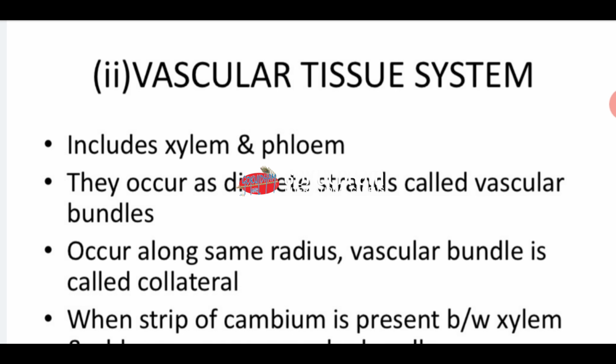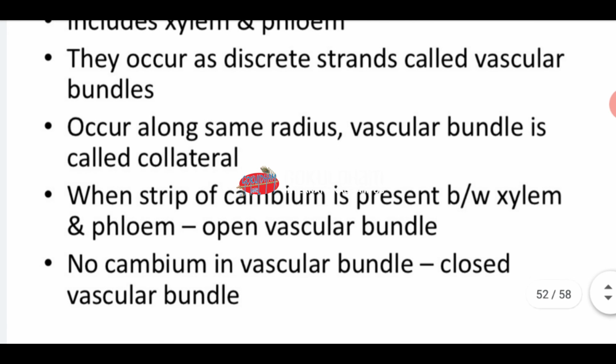When xylem and phloem occur along the same radius, the vascular bundle is known as collateral. Then when a strip of cambium is present between the xylem and phloem, it is known as an open vascular bundle. Means if there is cambium between the xylem and phloem, we call that arrangement an open vascular bundle.